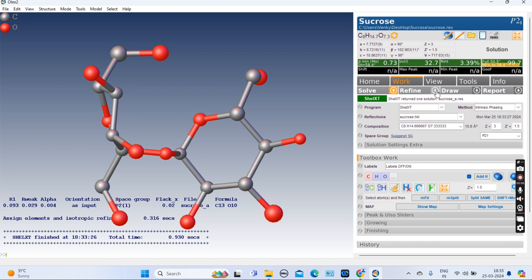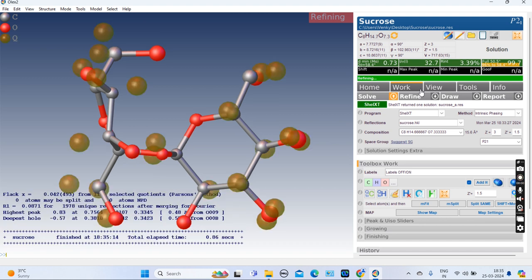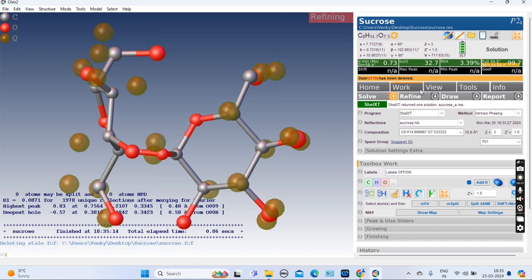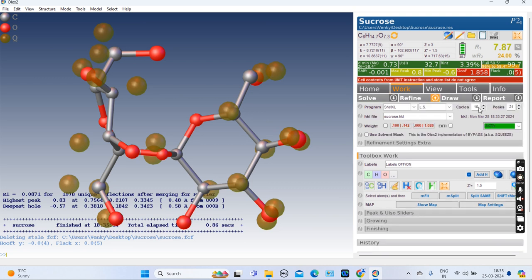In the next step, you go to here, refine, click this one. So this undergoes number of cycle refinement. Here you can see actually how many, 10 cycles are there. What is the program we are using? SCXRD. This is a least square refinement. You click this weight, this box should be clicked. You do one more round of refinement.